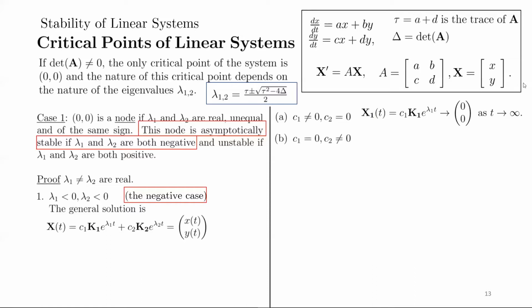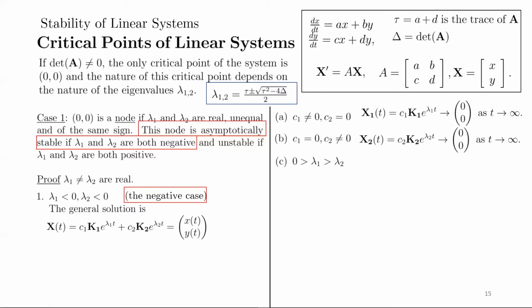Okay, so in the first case here, the general solution approaches the 0 vector, or the 0 point, the critical point. In the opposite case, where c1 is 0 and c2 is not, the same thing happens. Because if c1 is 0, this term is 0. The second term here, lambda 2, is still negative, so that exponential is going to 0 as t goes to infinity. So, in fact, we approach the same critical point 0, 0 as t goes to infinity.